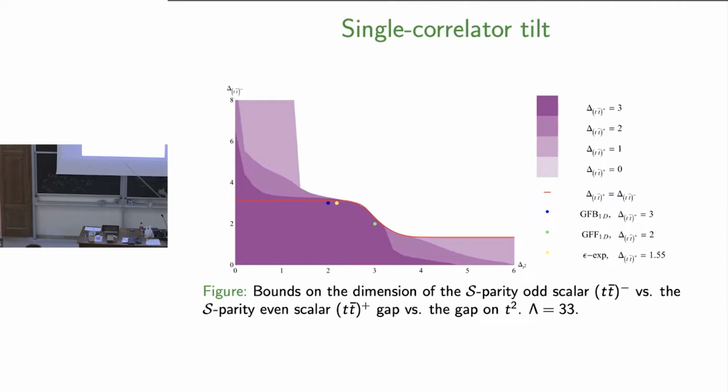And so as a consistency check, we see that it works beautifully. One is the generalized free boson in 1D. The other one is the generalized fermion in 1D. And that yellow dot is actually fun, because it's an epsilon expansion result for an interacting model, which is one of these specific models that we're going to study later, the ones that I'm going to introduce later in the talk.